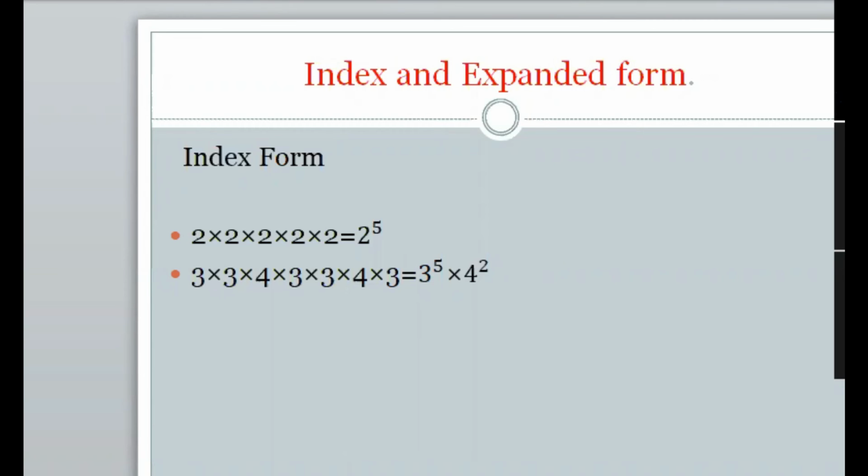Then we have 3 times 3 times 4 times 3 times 3 times 4 times 3. So we have 3 there 5 times. So that will be 3 to the 5th power. And because the operation is multiplication, we put multiplication in the middle. So it's 3 to the 5th power multiplied by 4, and 4 is there 2 times. So it's 4 to the 2nd power.